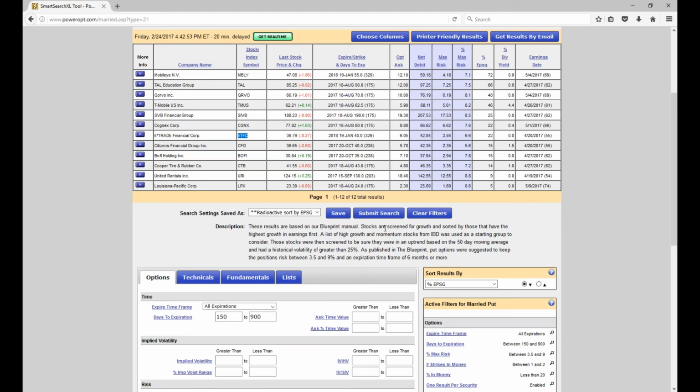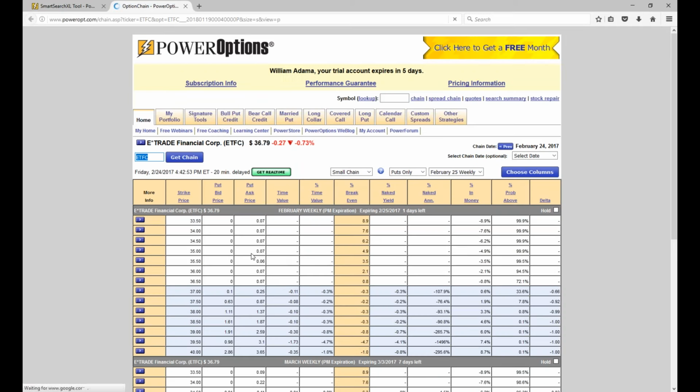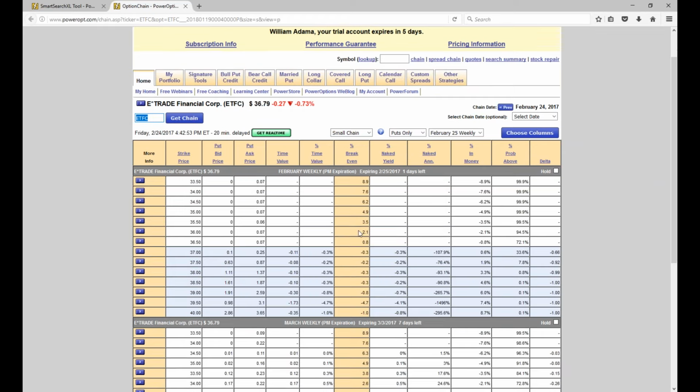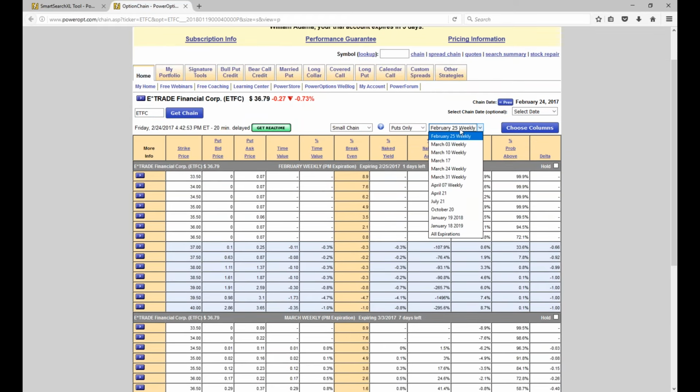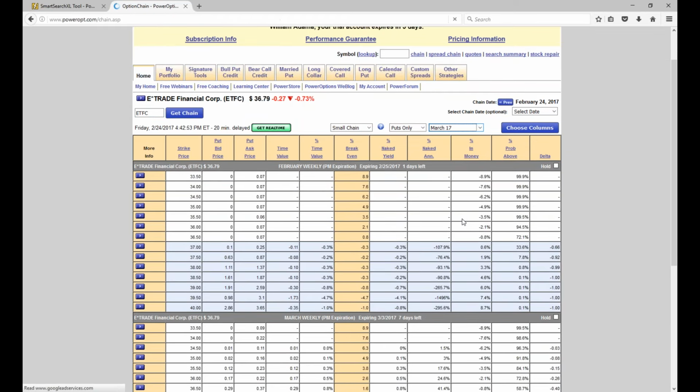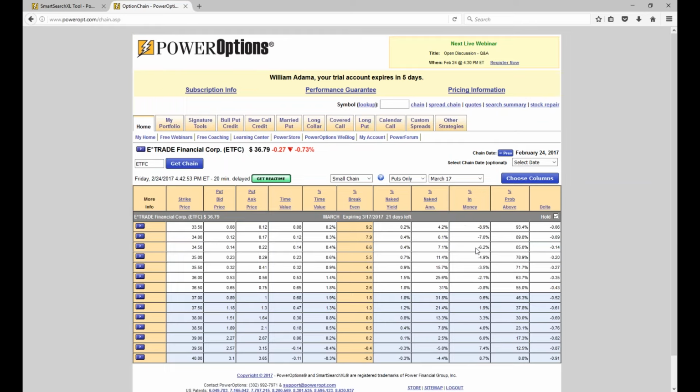I'm going to stick with E-Trade. We're going to look at that. This is a January 40. That's 329 days out in time. But we're going to go to the option chain very quickly for the puts. And it is a small chain. But what I want to do is go to March, which is 21 days out. I'm going to push hold on that.